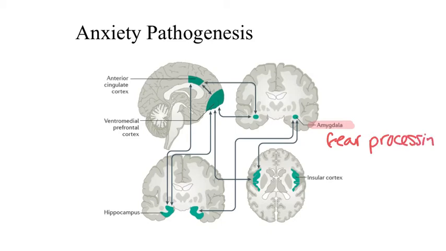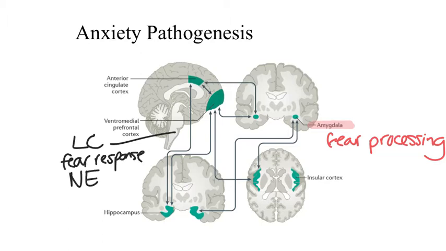In addition, the locus coeruleus, or LC, is the area of the brain that is thought to implement the fear response. The LC is an area of the hindbrain that primarily contains noradrenergic or norepinephrine containing neurons. The hippocampus is also thought to be involved as it consolidates traumatic memories and plays a role in fear conditioning.